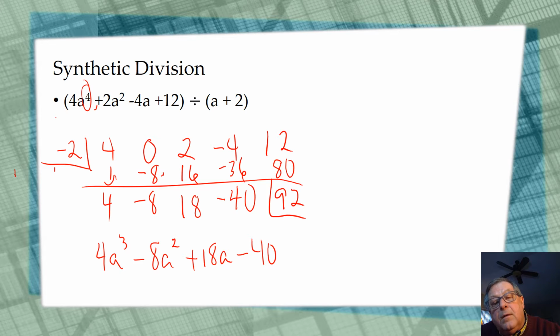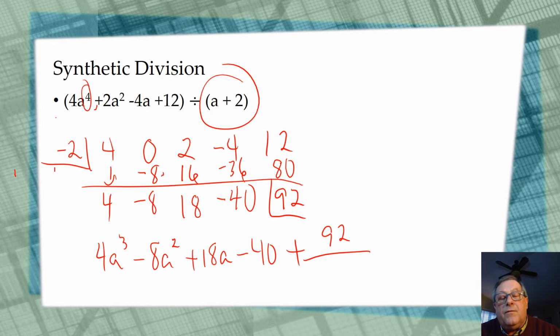minus 40 plus 92 over my original divisor, a plus 2. Shazam. All right, remember, it's important. You got to check your exponents in descending order. And if you don't have one, which we didn't have a cubed in this case, you substitute it in with a 0 as you're writing your coefficients to perform your synthetic division operation.